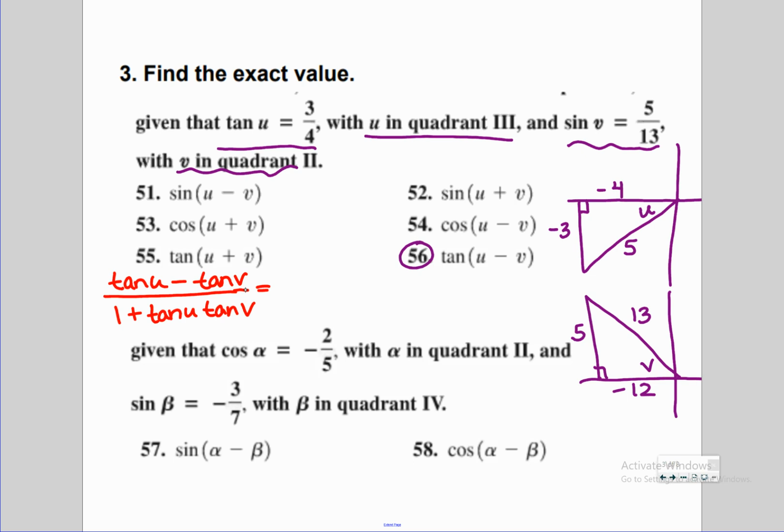So all I need is tangent U and tangent V. And actually, tangent U was a given. That was 3/4. Tangent V, I'm going to need the triangle for. What is the tangent of V? Opposite over adjacent? 5 over -12, so -5/12.